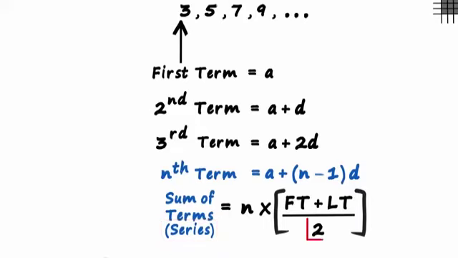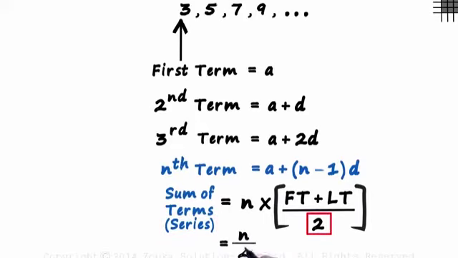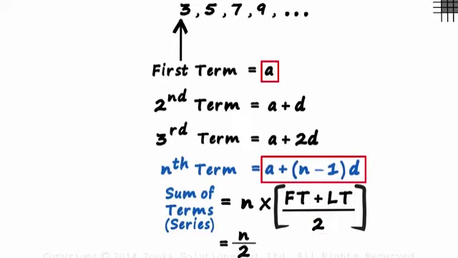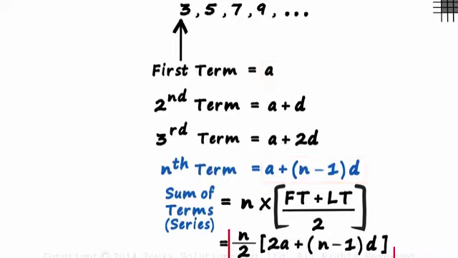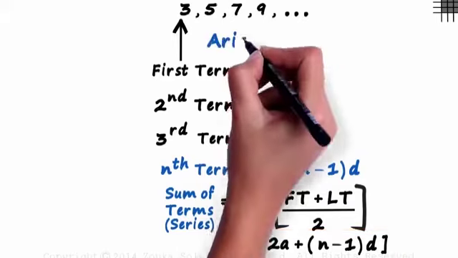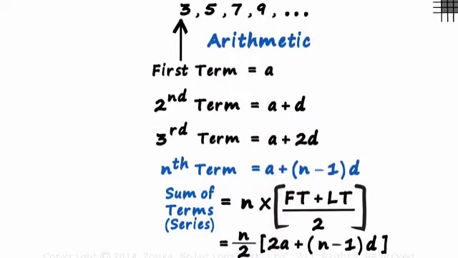Let's take the 2 outside and write n by 2. The first term is A and this is the last term. So first term plus the last term is equal to 2A plus (n minus 1) times D. This is the formula to find the sum of terms in a sequence. But wait, this is only an arithmetic sequence. Yes, this is an arithmetic sequence as the difference between 2 consecutive terms is constant.